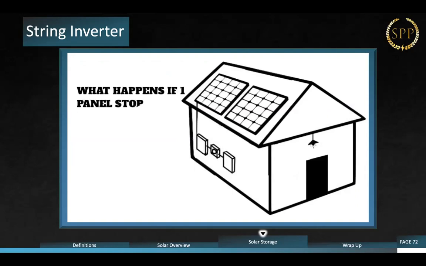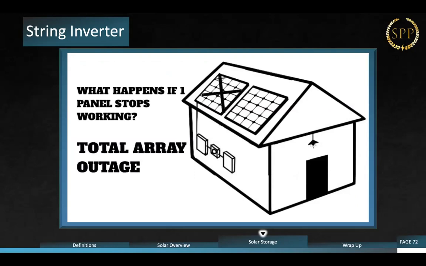So what happens if just one of them stops working completely? If there's an issue with the actual panel, there's a defect. Well, it works the exact same way as well. If one of the panels goes out, the entire array stops working. So it's a total array outage. It's not something that we want to have. So string inverters are often compared to Christmas lights.